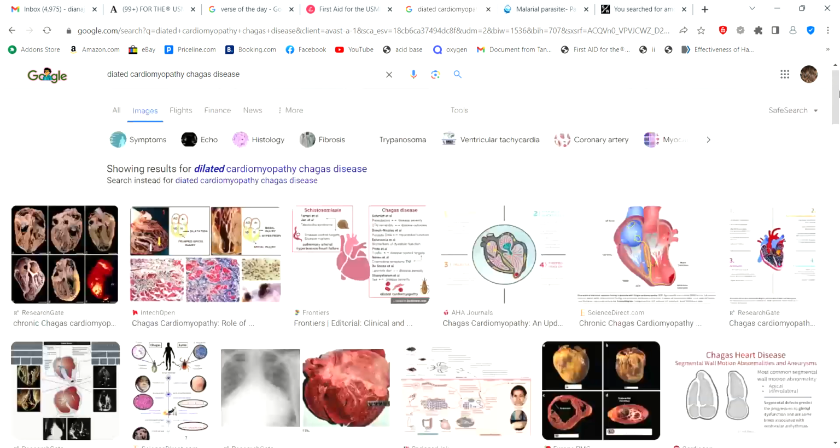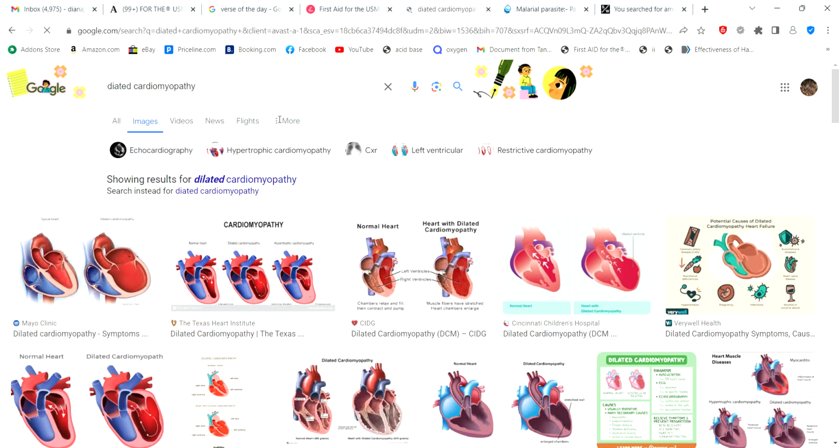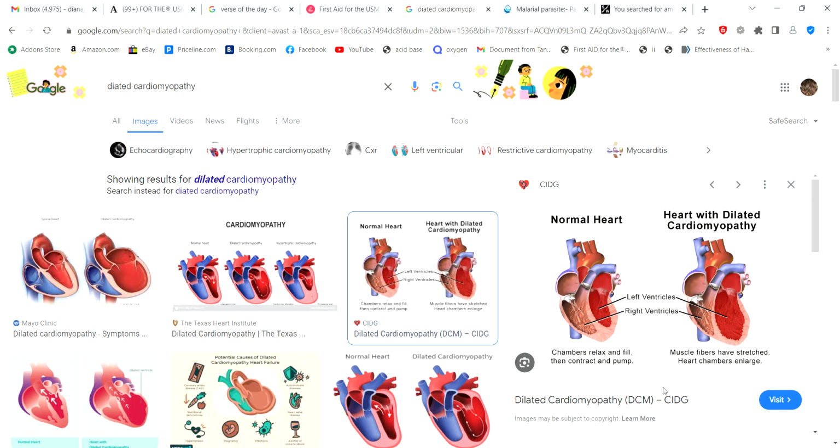So the chambers, I believe, are enlarged. Chambers are enlarged, and the lining between the ventricles and the atrium, they're all thinned out. Look. Heart with dilated cardiomyopathy. Heart chambers enlarged.